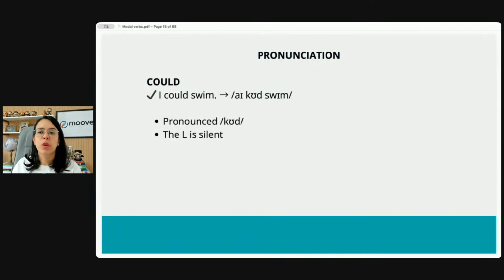Now let's also talk about pronunciation. A very common pronunciation issue that students have is pronouncing the L in could. They say something like this, cold, cold. This is incorrect. We don't pronounce this L. The L is silent. So we say could, I could swim, I could play, I could run, never I could run, right? And in the negative, you can say couldn't or couldn't.